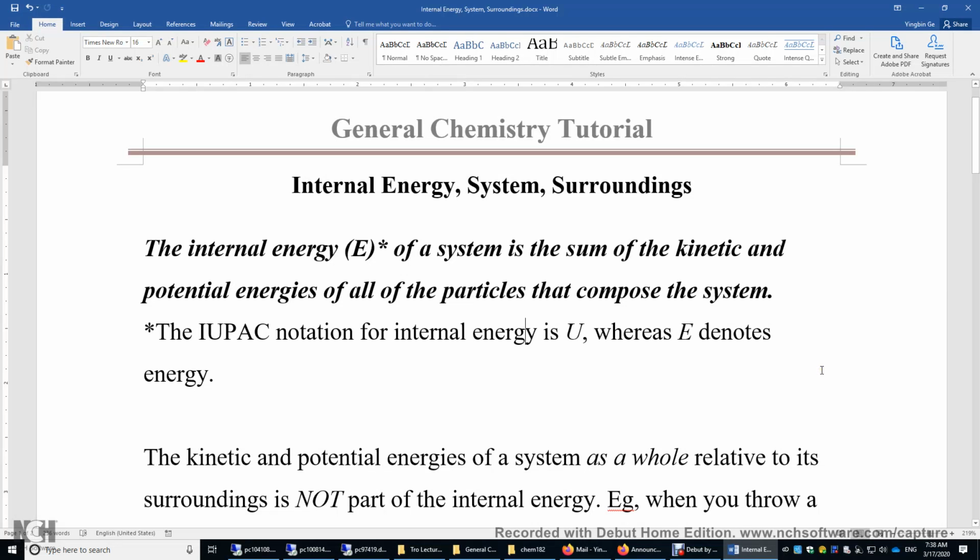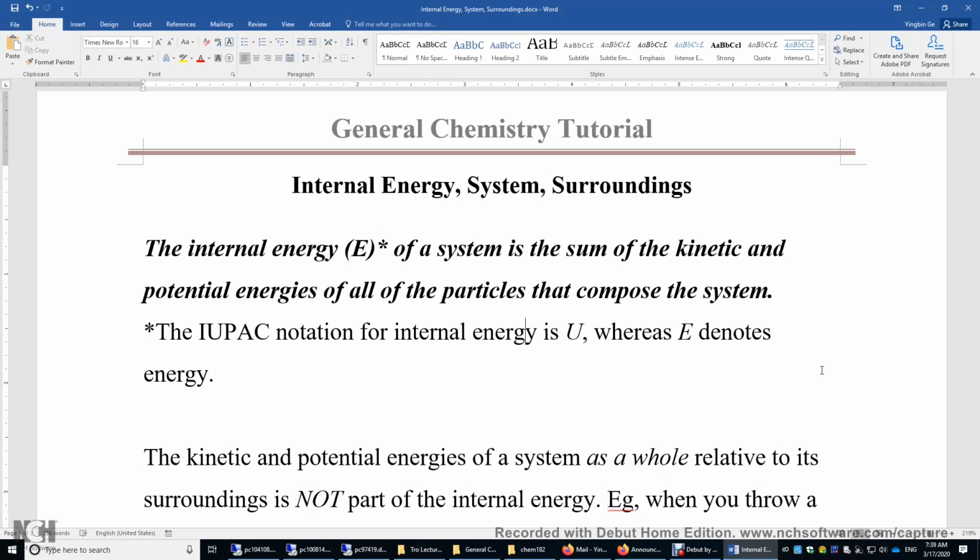In this video, I'll talk about the internal energy. The internal energy of a system is the sum of the kinetic and potential energies of all of the particles that compose the system. What about the internal energy of the surroundings of the system? Very simple. It's just the sum of the kinetic and the potential energies of the particles that compose the surroundings.